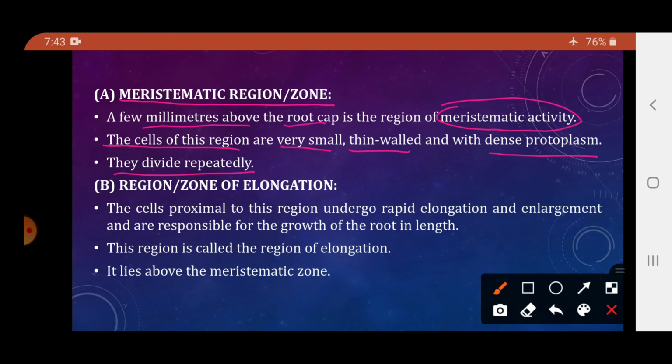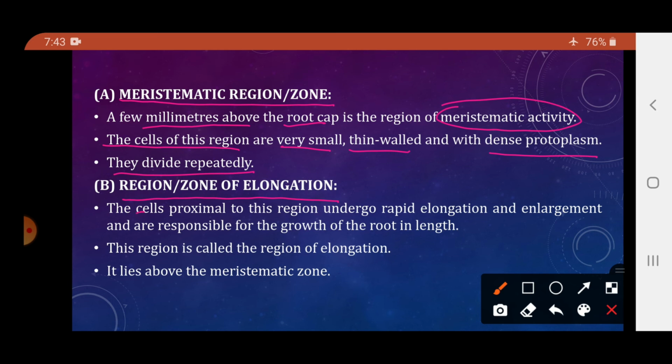Now above the meristematic region is the zone of elongation. From the name itself you can tell, elongation means to elongate. Basically, the cells here, see, due to meristematic activity new cells will be formed. Now these newly formed cells increase in size and are responsible for increasing the length of the root. So that is called the zone of elongation.